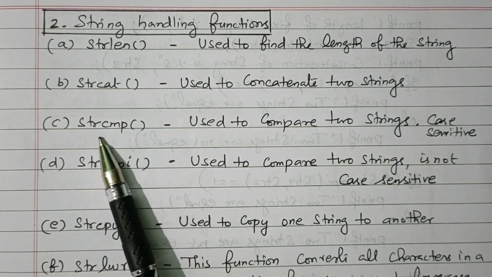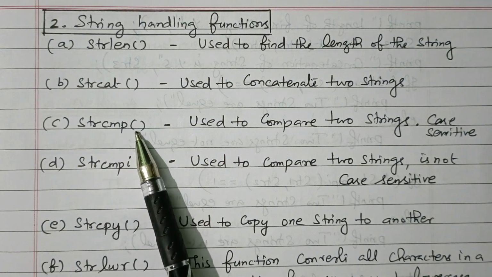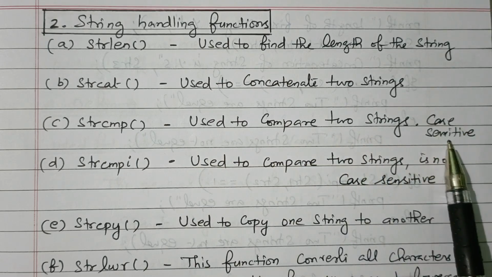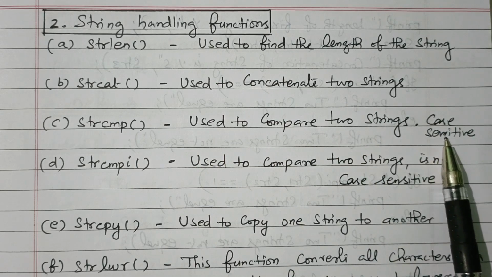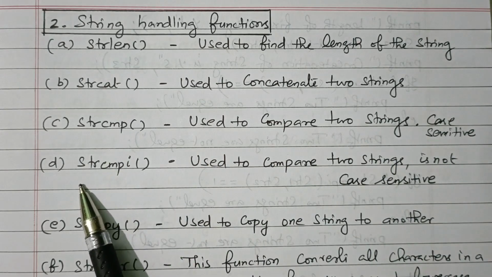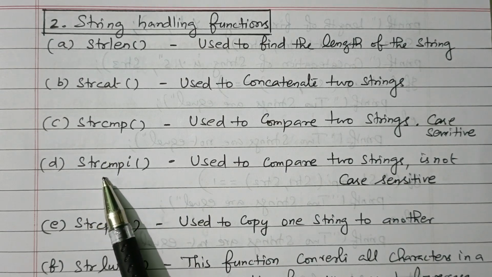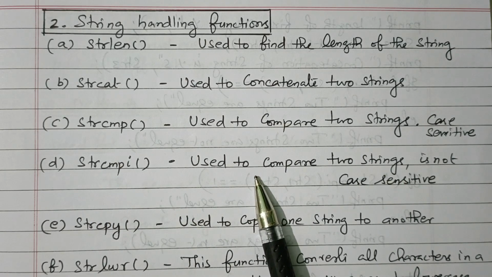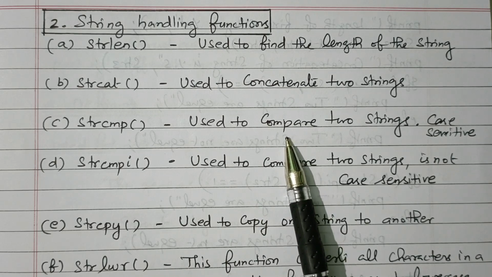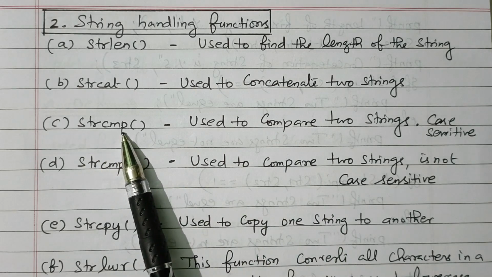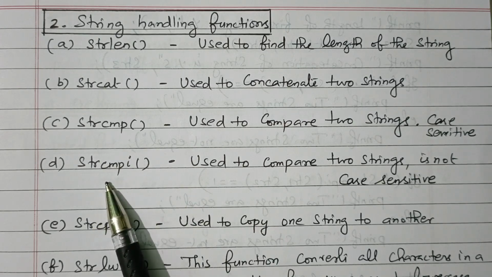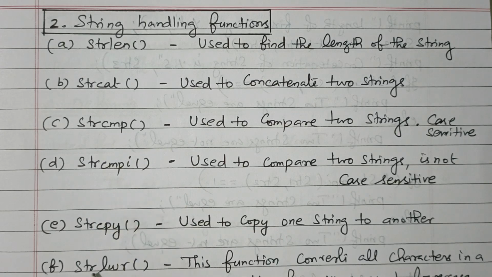strcmp, string comparison. It will compare the two strings specified in the bracket, used to compare two strings. It's case sensitive. It will identify small letter and capital letter also. strcmpi, same thing, string comparison, but this is not case sensitive. For example, small a and capital A can be treated as the same, but here they are different. strcmp, string comparison with case sensitive. strcmpi, string comparison without case sensitive, right?